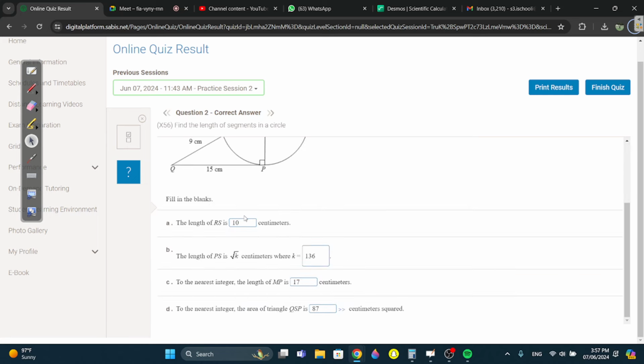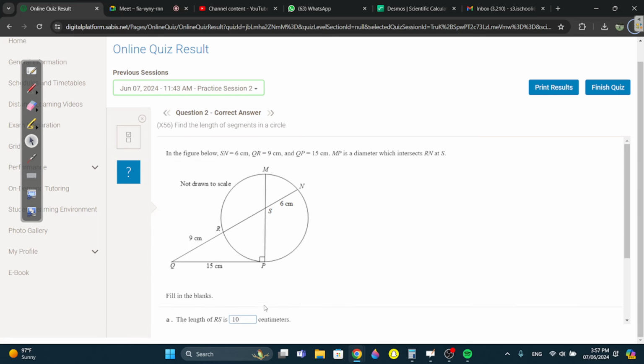Question 2. The length of RS is how many centimeters? This section has to do with the tangent and secants. Always know that the tangent squared equals whole times exterior, and whole times exterior equals the other whole times exterior.